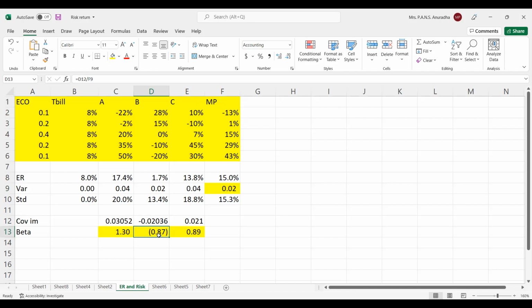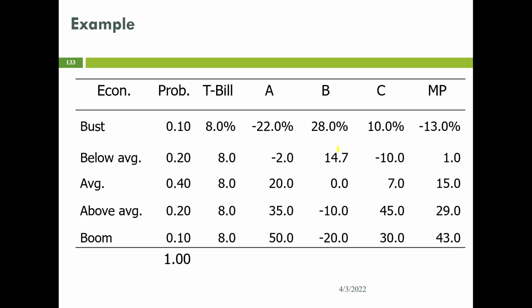So even beta is minus, negative beta. For the C, 0.89. So that is less than 1. So likewise, I request you to calculate beta later in your homework. So you can see the betas for this stock.